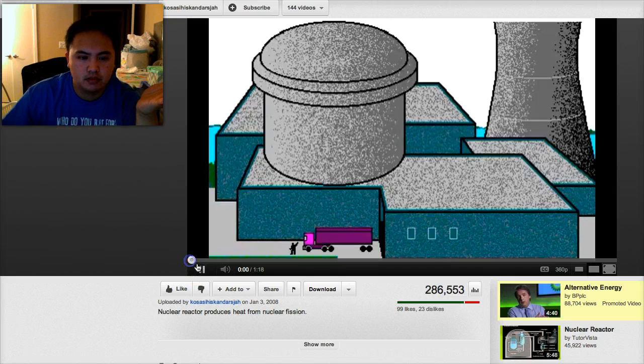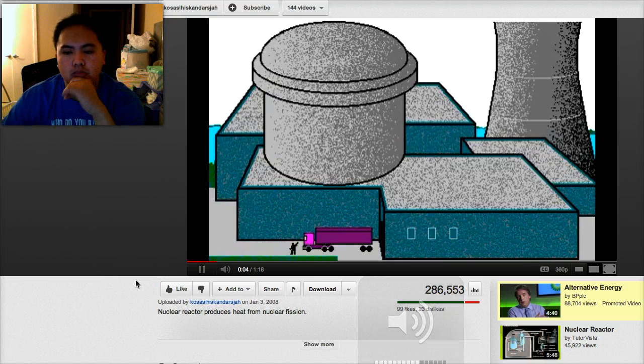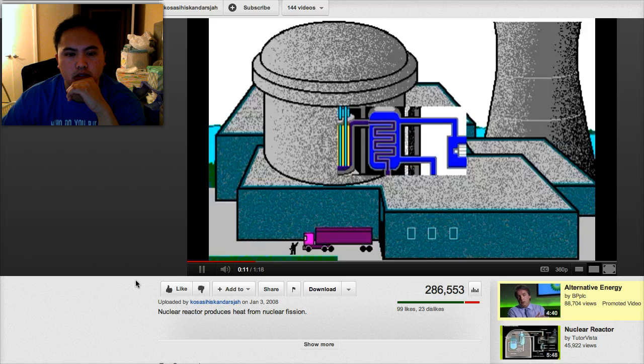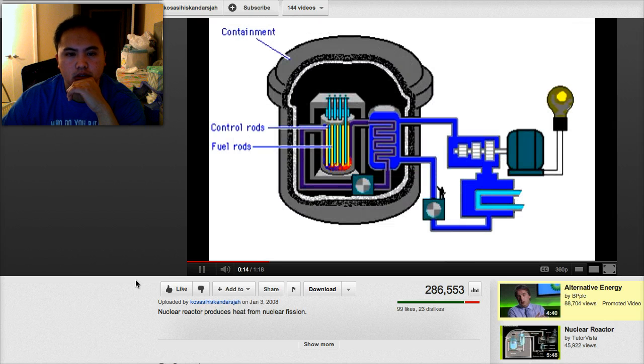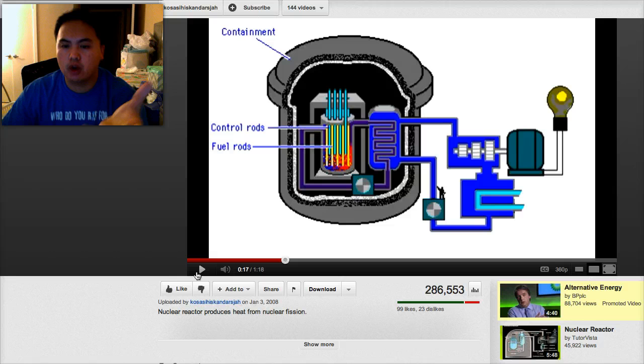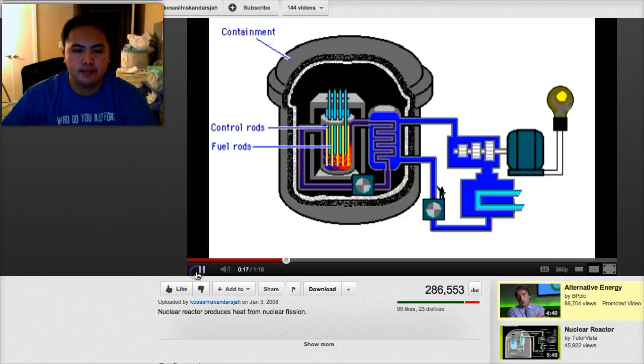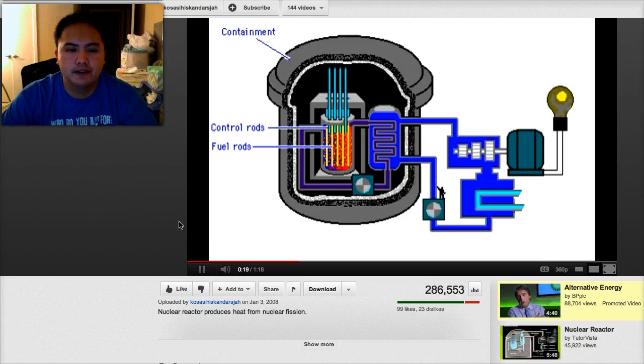A nuclear reactor produces heat through nuclear fission, in which atomic nuclei break apart, releasing large amounts of energy. In the core of the reactor, a self-sustaining nuclear chain reaction takes place. Control rods are raised or lowered to absorb neutrons and control the reaction and the amount of heat produced.